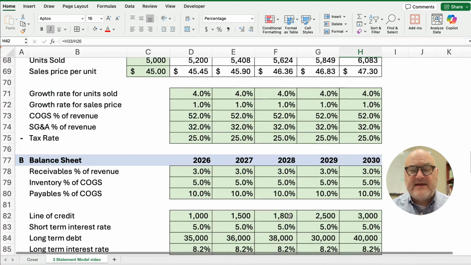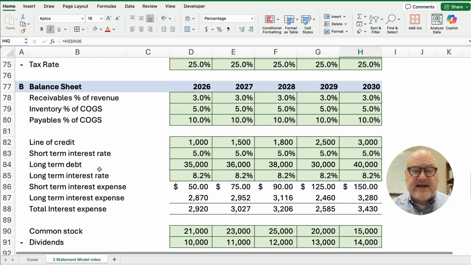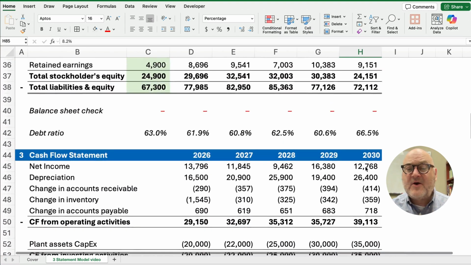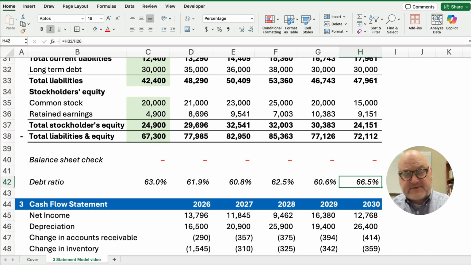So back in the balance sheet, you might say, hey, look, I don't want to borrow $40,000. What if I just borrow $30,000? If you borrow $30,000, then you'll see that our total debt goes from 70% down to 66%. So this model is dynamic. It's all interrelated. If we reduce our debt, it's going to reduce our interest expense, so our net income will be higher. So everything is built in this model.